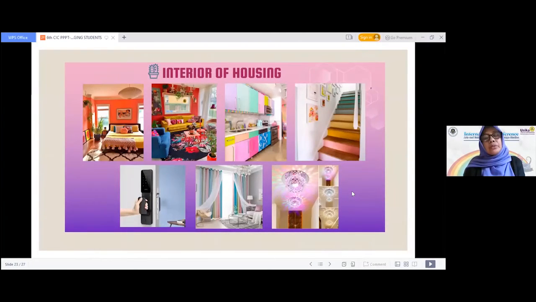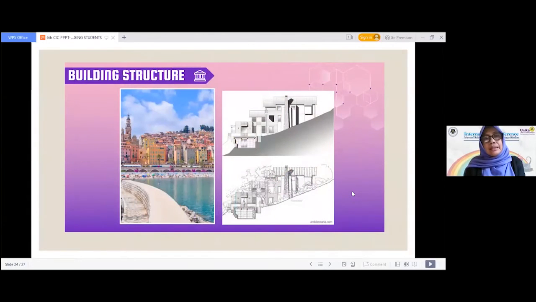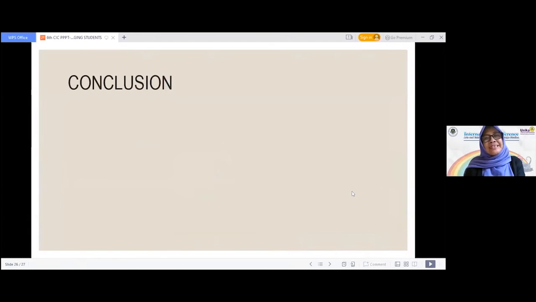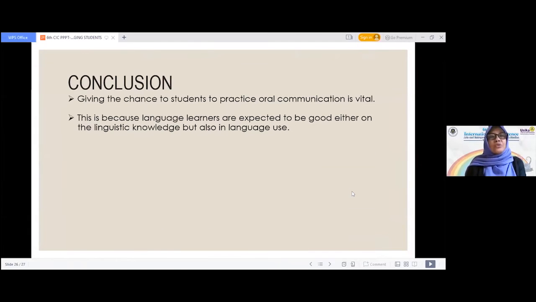And then they also facilitated the interior housing. And then this is the building structure they have. This is the videos. I'm sorry, this can't be used. And this is the conclusion.